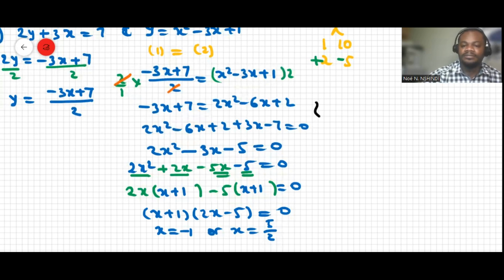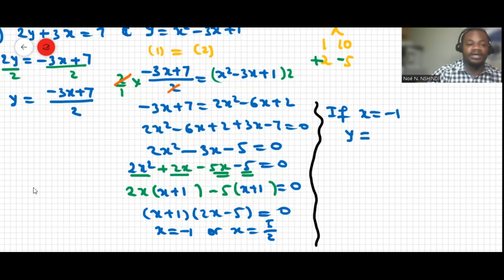Let me just do this. If x is -1, then y will be equal to, we'll sub -1 over here. That makes 3 plus 7 is 10 over 2, which would be 5.